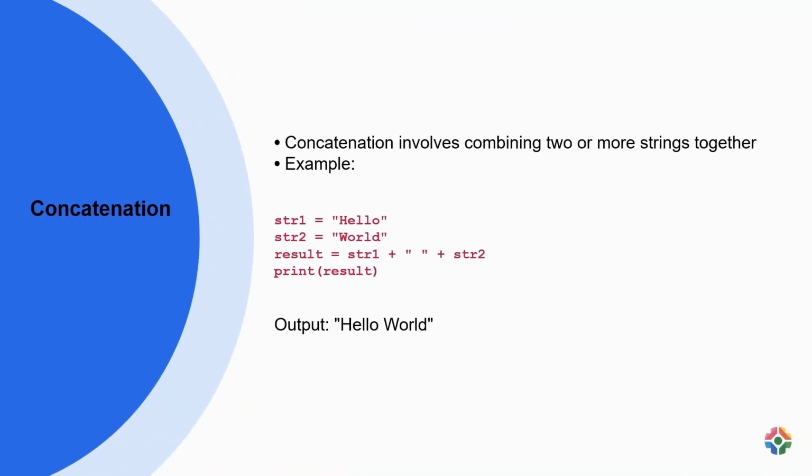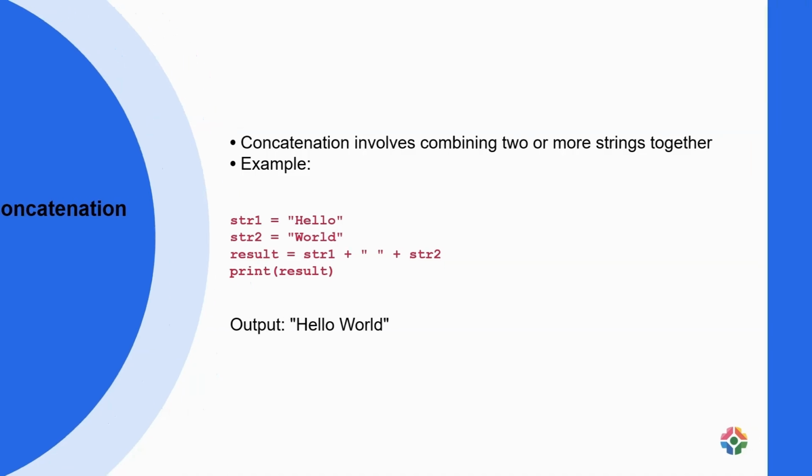Concatenation in programming refers to merging multiple strings into a single string. In the given example, two strings, hello and world, are concatenated with a space in between using the plus operator in Python. This results in the string hello world when printed.